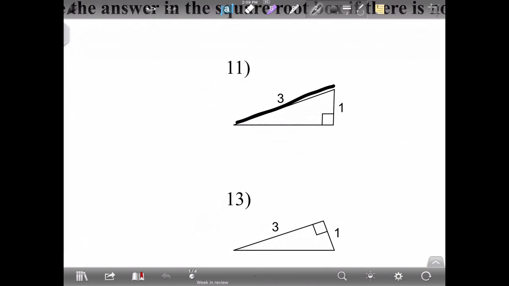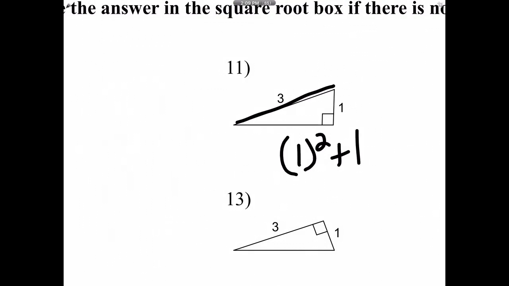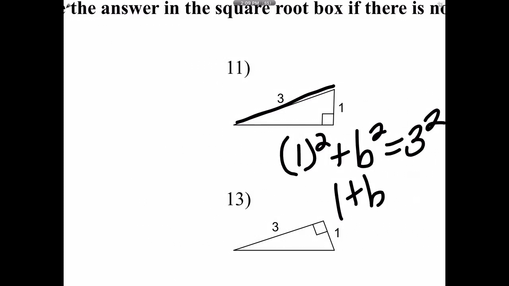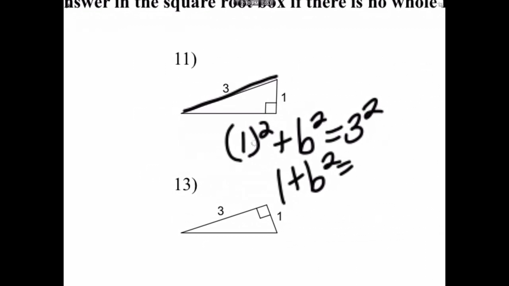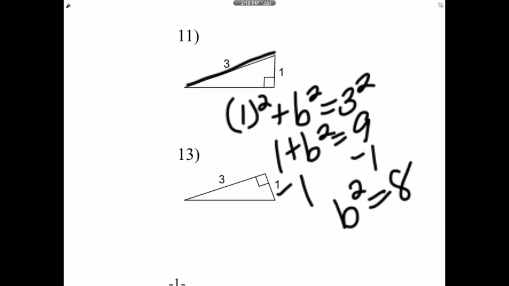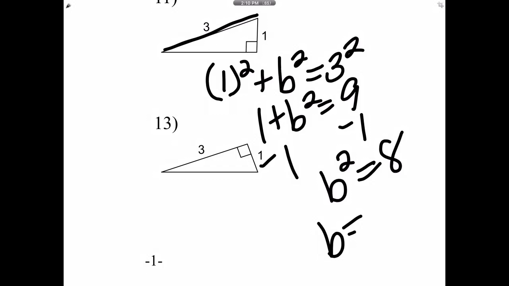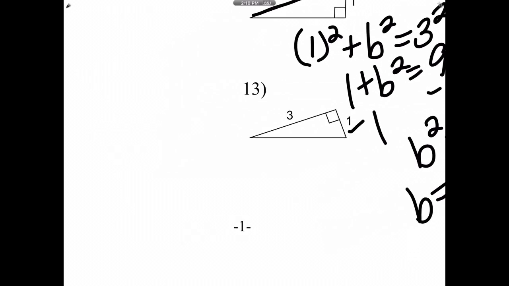Okay, let's do this one right here. This is the hypotenuse, so we actually have c squared. So we have a squared, which is 1 squared, plus b squared equals 3 squared. So 1 plus b squared equals 9. So we subtract 1 from this side, subtract 1 from this side. b squared equals 8. And we are just going to say b equals the square root of 8. That's just how you're going to put it.